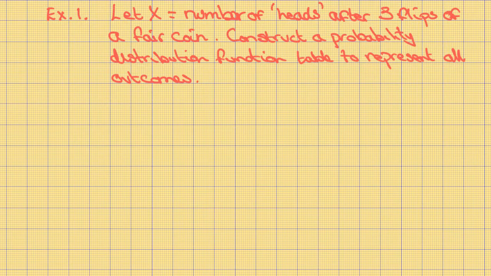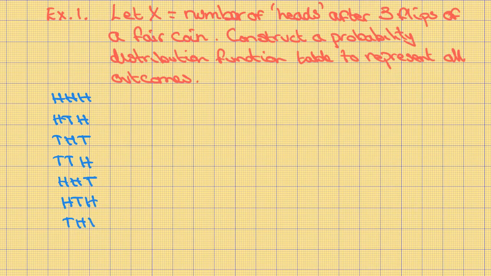So you could get head, head, head; head, tail, head; tail, head, tail; tail, tail, head; head, head, tail; head, tail, head; tail, head, head; or finally tail, tail, tail. So there are 8 possible outcomes.